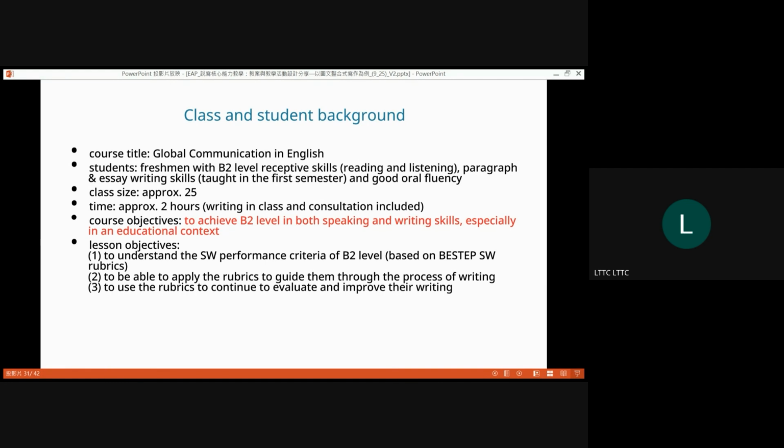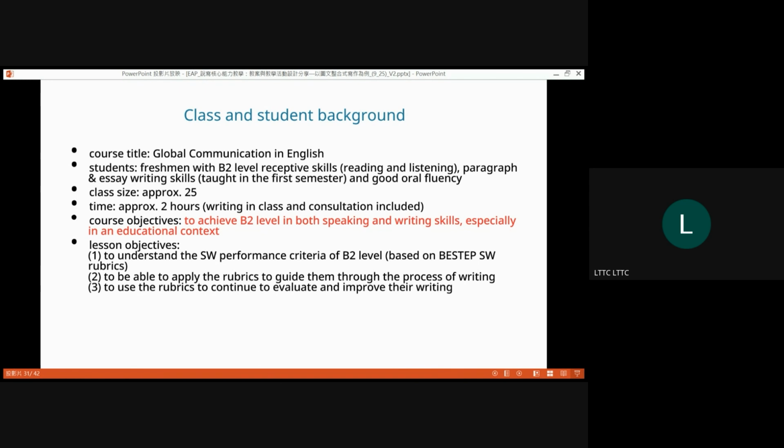So basically, as you have heard, this is the most advanced module. The students in this class are already good at listening and speaking, and they have reached the B2 level. And because this is the second semester, I did not start from scratch. It means that in the first semester, they have already become familiar with paragraph writing and essay writing skills. And for this course specifically, based on my observation, they have very good oral fluency. So I have all these things in the back of my mind when I'm planning the course.